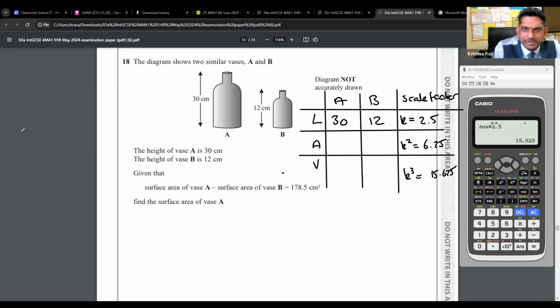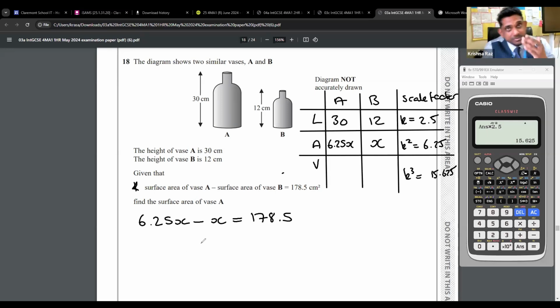Now what it says here is the surface area of A minus the surface area of B is 178.5. So the surface area of B would be my x, because I don't know what it is. If I times that by 6.25, I'm going to get the surface area of A. It should be 6.25x. So what this is telling me is 6.25x minus x must equal 178.5. Well, 6.25 minus 1 is 5.25.